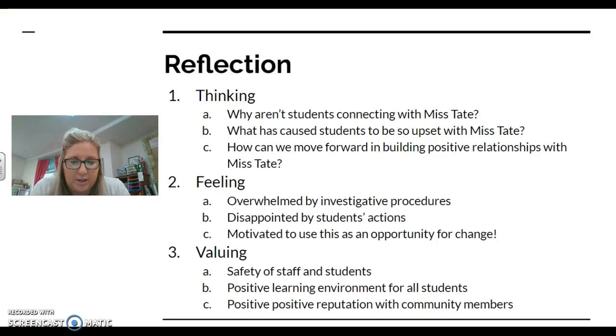My reflection, I think some of the things I'm thinking are, why aren't the students connecting with Miss Tate? What is going on in that classroom? Or how is Miss Tate presenting herself that is making those student connections not there? What has caused students to be so upset with Miss Tate, and how can we move forward in building positive relationships with Miss Tate and her students and her students' parents?